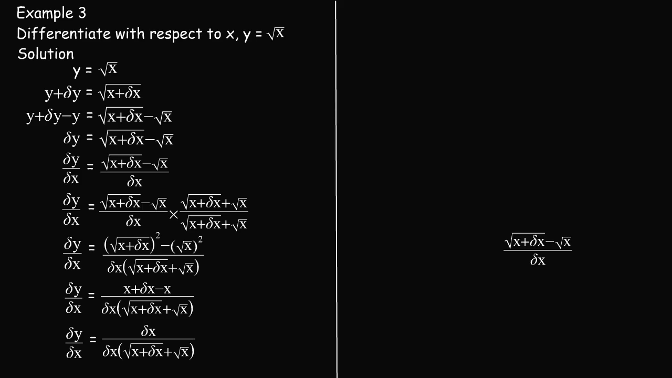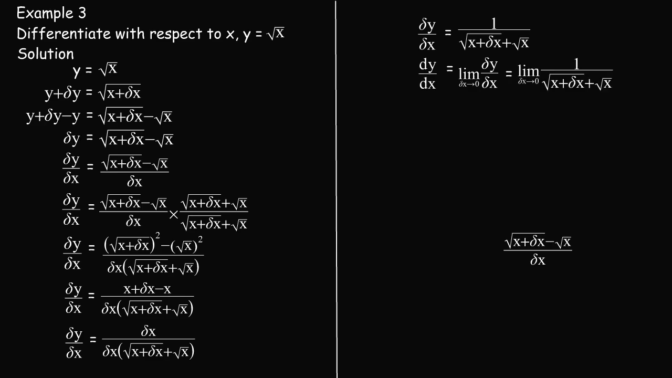Simplifying further, our equation becomes delta y over delta s will be equal to 1 divided by the square root of s plus delta s plus the square root of s, because delta s in our numerator and the delta s in our denominator will cancel out. At this point, we are going to look for our dy over dx, which is equal to the limiting value of delta y divided by delta s as delta s tends to 0. It will be equal to the limiting value of 1 divided by the square root of s plus delta s plus the square root of s as delta s tends to 0.